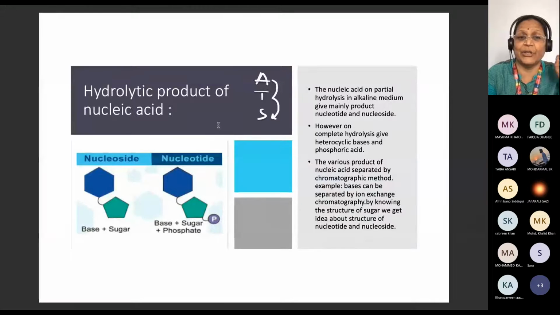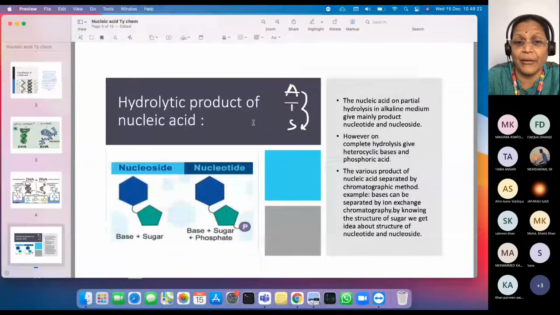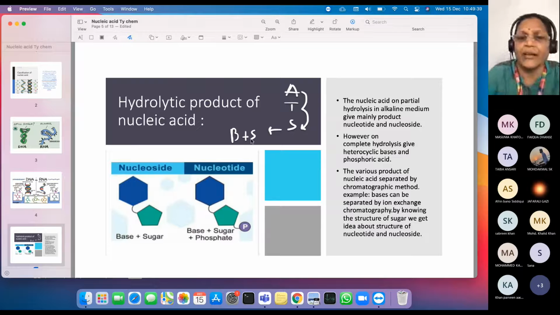What is the tide and side I give you here? This is what I write here. I am writing with the white pen only. I will write here base and sugar. I will mention here that your nucleoside is nothing but your base plus sugar, B plus S. Now the nucleotide I will mention here: B plus S plus P. Keep in mind it is base, sugar, phosphoric acid.